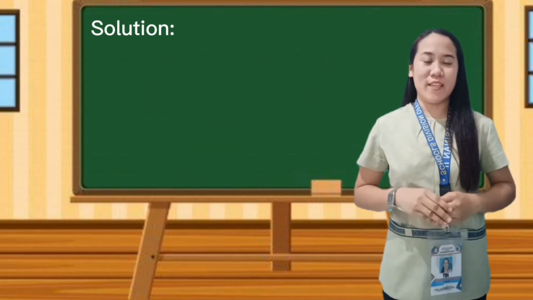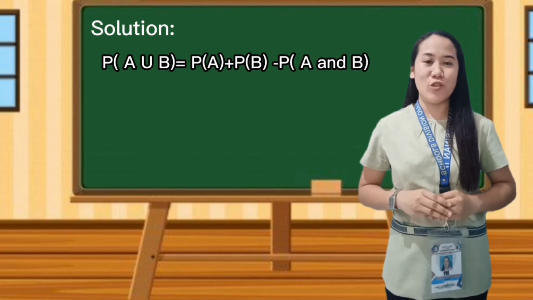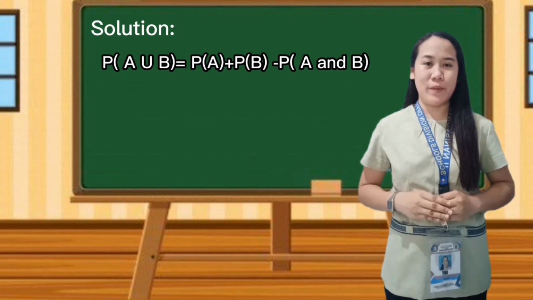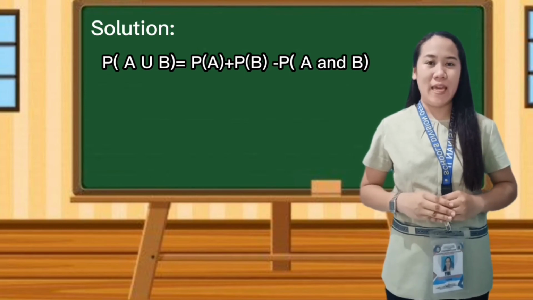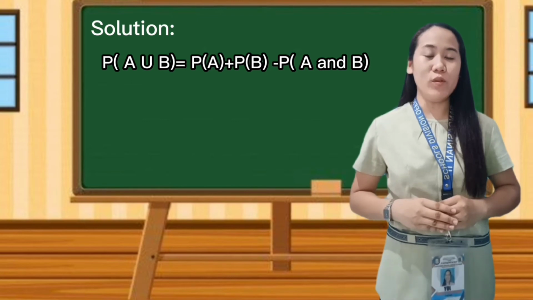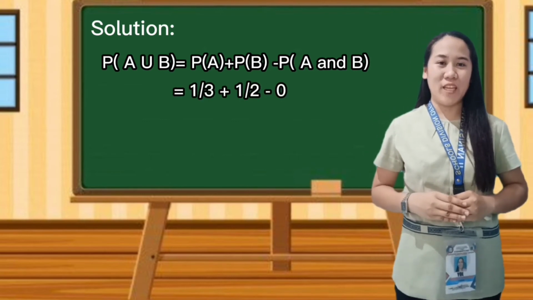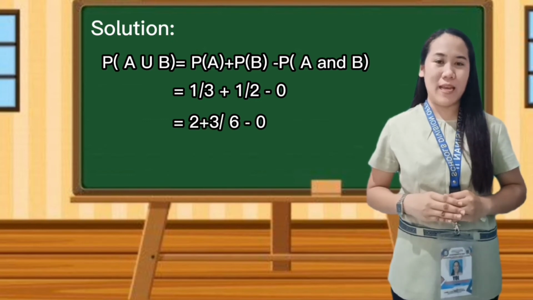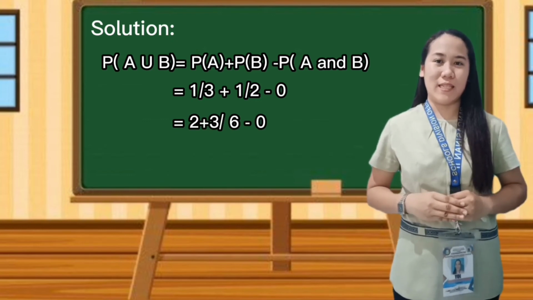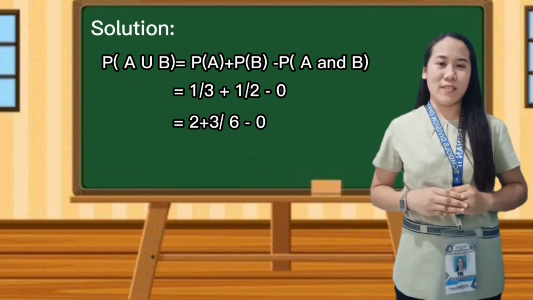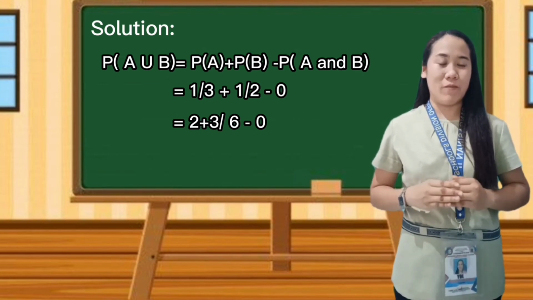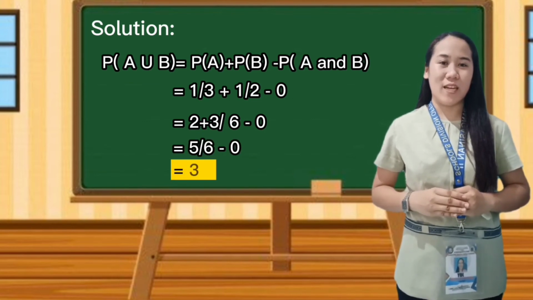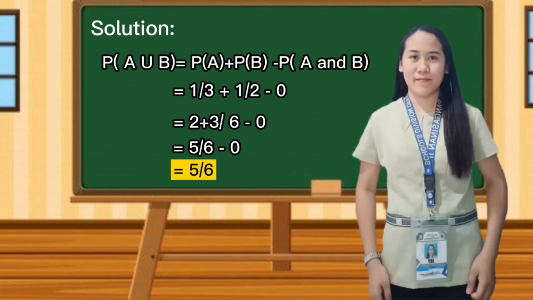So substituting it in the formula, probability of A union B is equal to the probability of A plus the probability of B minus the probability of A intersection B, that is equal to 1/3 plus 1/2 minus 0. Finding the LCD of 3 and 2, that is equal to 6. So 2 plus 3 all over 6 minus 0. Simplifying it further, we have 5 over 6 minus 0, or the answer is 5 over 6.